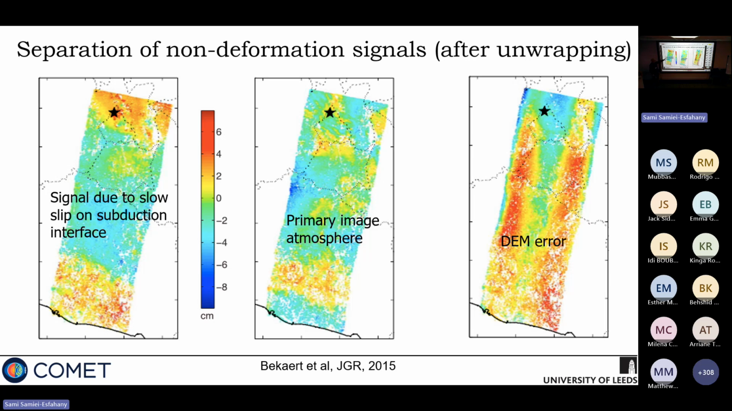So in this case, this is a study of a slow slip event that occurred down here. So this is what we think is a reasonable representation of the actual deformation. But then you see this is the atmosphere in the primary image. So it's the same kind of order and even overlapping spatially with that. So it's important to separate it out. And in this case, there was a large DEM error, although that wouldn't be the case with Sentinel-1.